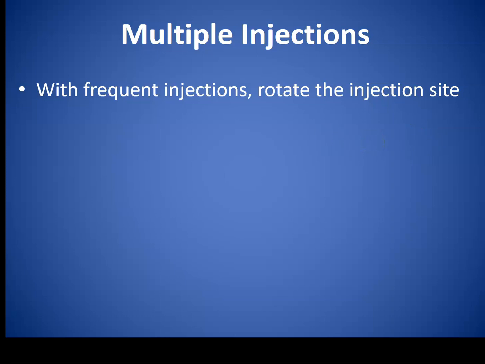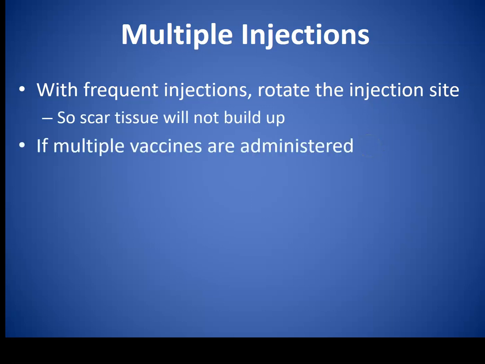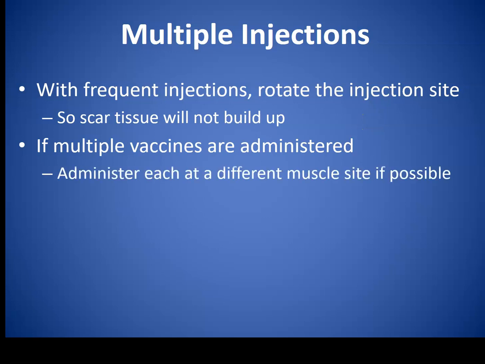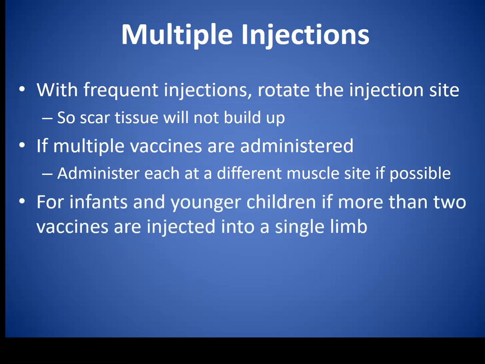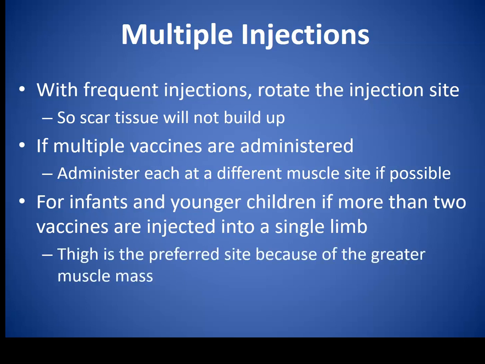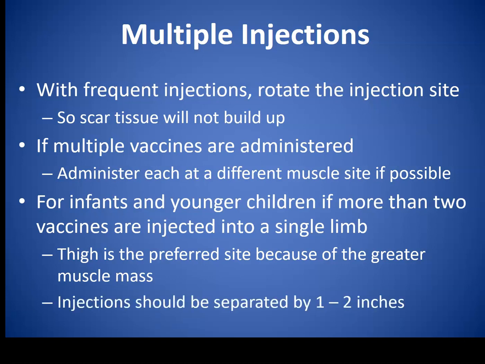If a patient is getting frequent injections, make sure you rotate the injection site so no scar tissue will build up. And if multiple vaccines are being administered at the same time, use a different muscle site if possible. For infants and younger children, it's usually easier to give into the same limb fairly quickly. So the thigh is the best site to do that because it's a large muscle and you can poke multiple needles into the same site and the same muscle. Just make sure you always separate them by at least 1 inch.